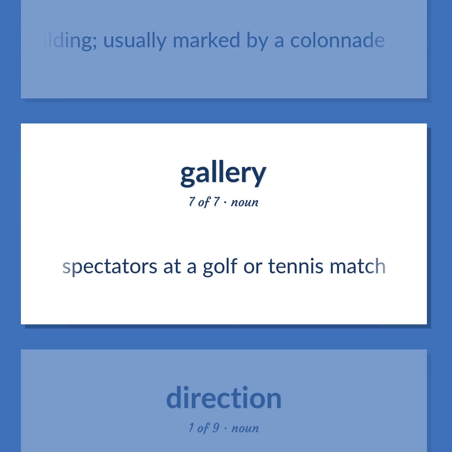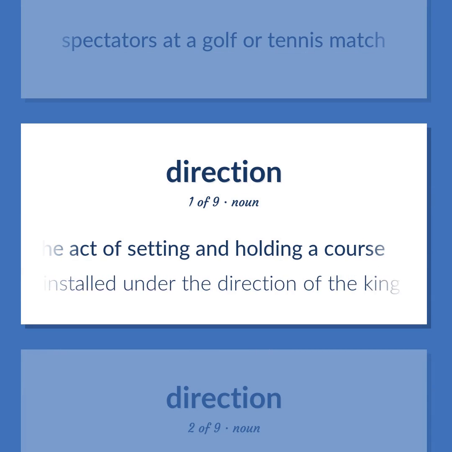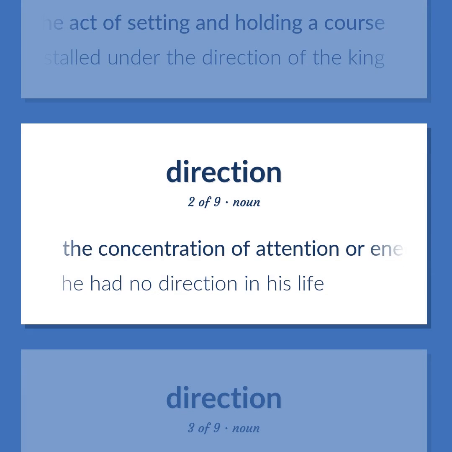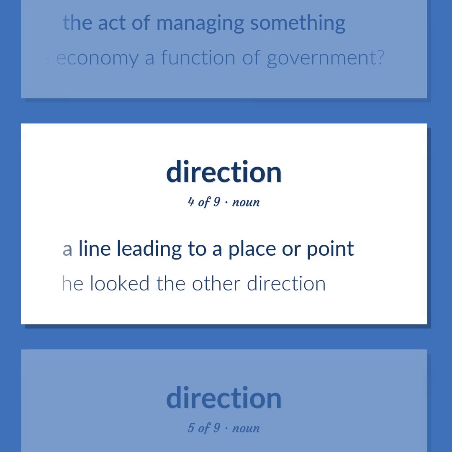Spectators at a golf or tennis match. The act of setting and holding a course. A new council was installed under the direction of the king. The concentration of attention or energy on something. He had no direction in his life. The act of managing something. Is the direction of the economy a function of government? A line leading to a place or point. He looked the other direction.